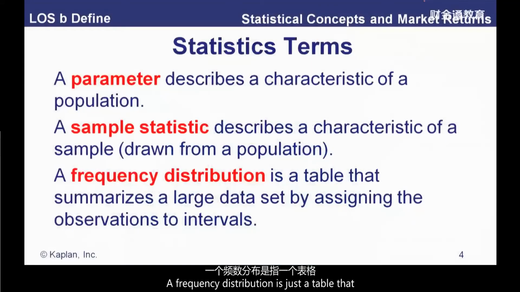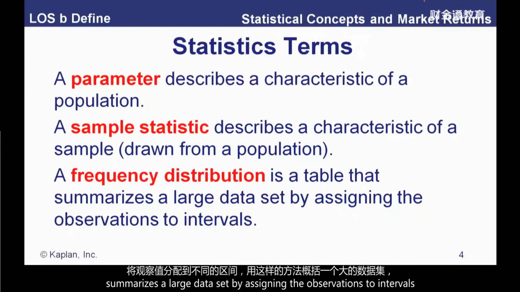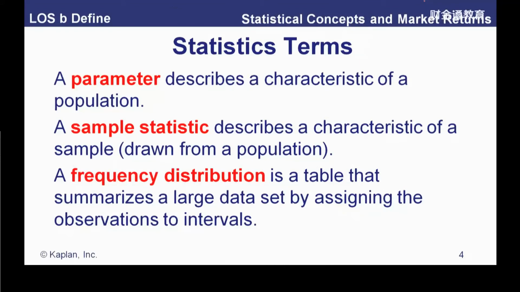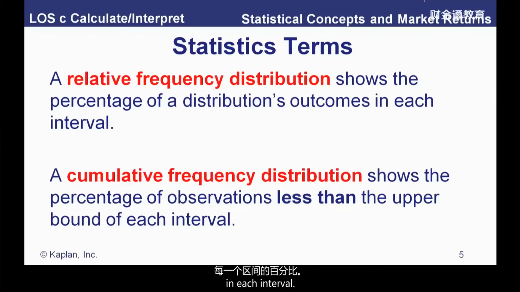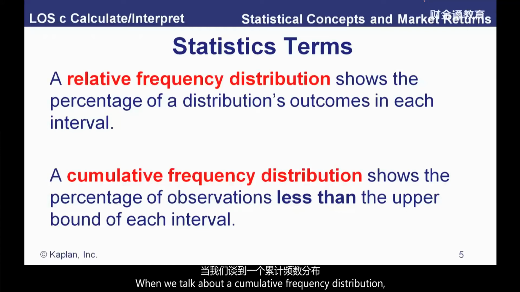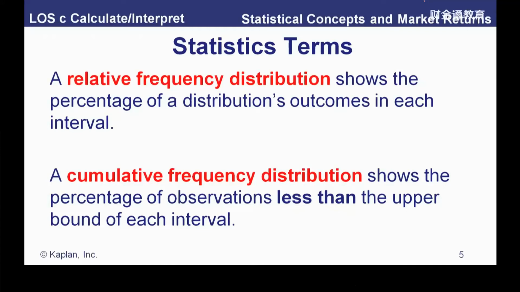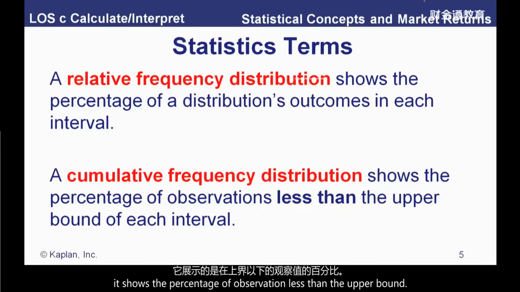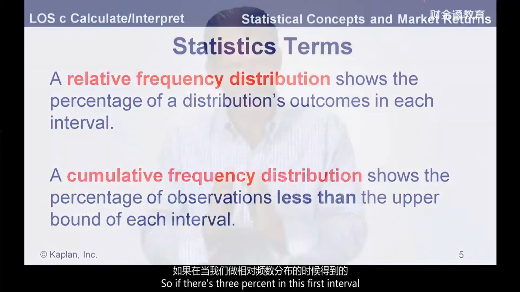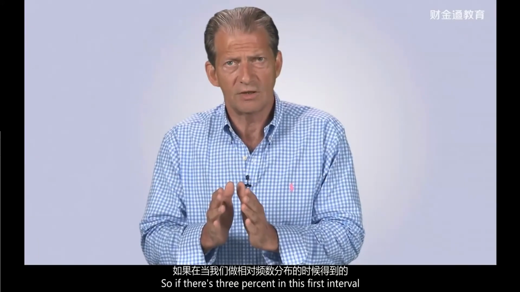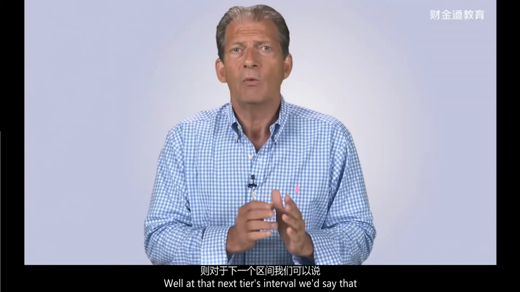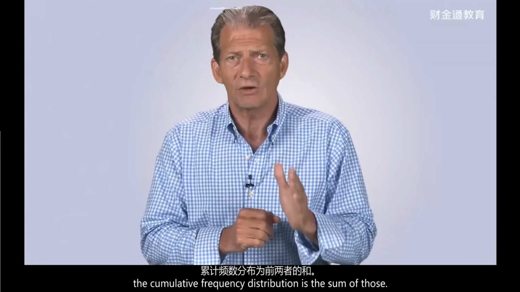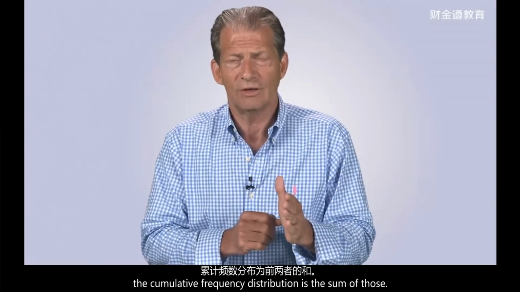A frequency distribution is just a table that summarizes a large data set by assigning the observations to intervals. So let's take a look at that. A relative frequency distribution is going to show the percentage in each interval. When we talk about a cumulative frequency distribution, it shows the percentage of observations less than the upper bound. So if there's 3% in this first interval when we do a relative frequency distribution, and 5% in the next highest interval, well, at that next highest interval, we'd say the cumulative frequency distribution is the sum of those.